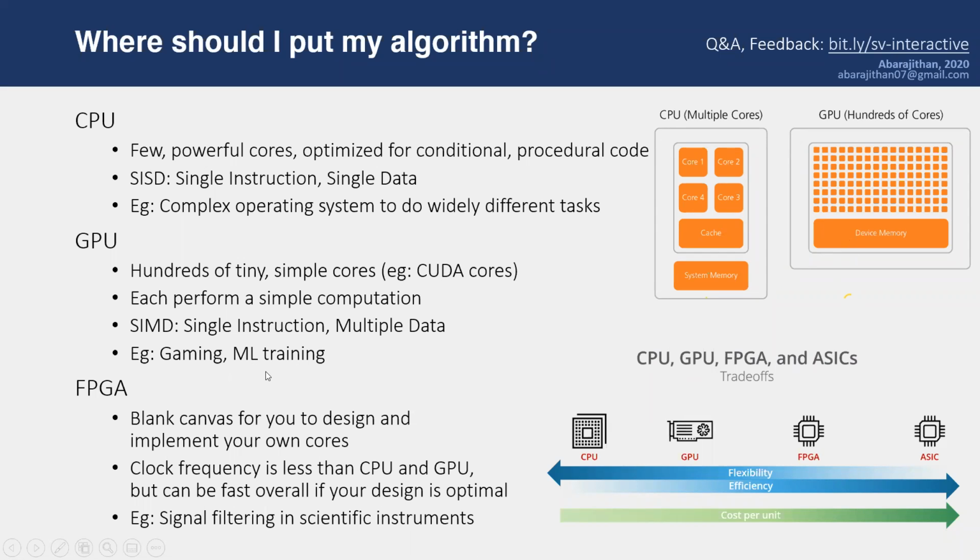In ML training you have the same backpropagation, same algorithm, same equations, but you are doing it for thousands or millions of parameters. So the GPU is good for that. Then where do you go for FPGAs?